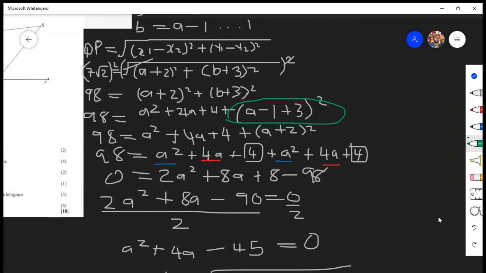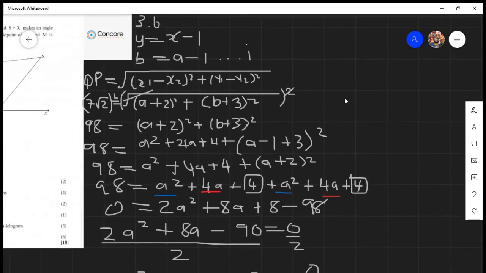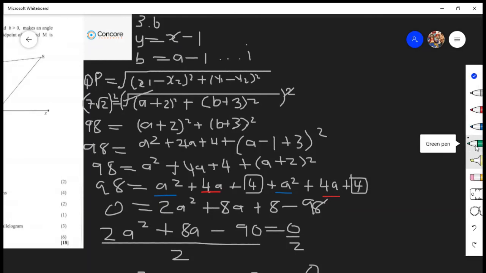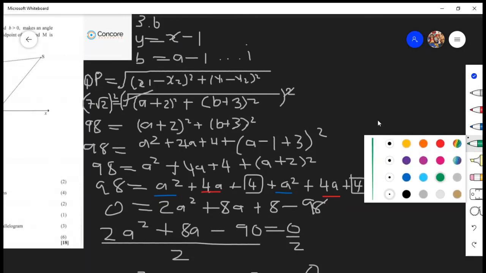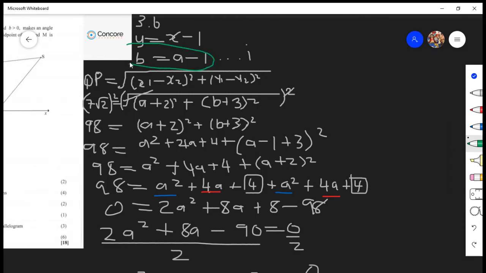So the reason that I substituted a minus 1, right? Because remember in our, do you remember this equation up here of b is equal to a minus 1? And now remember this bracket over here, let me write it here, b plus 3 whole squared, right? So remember I had my b equation as a minus 1. B is equal to a minus 1.